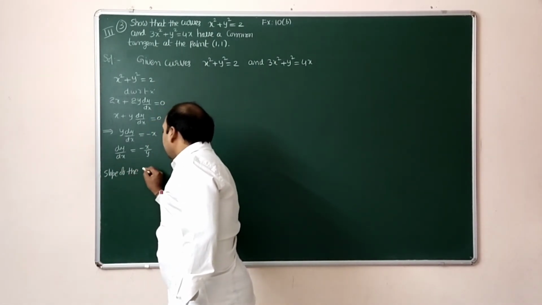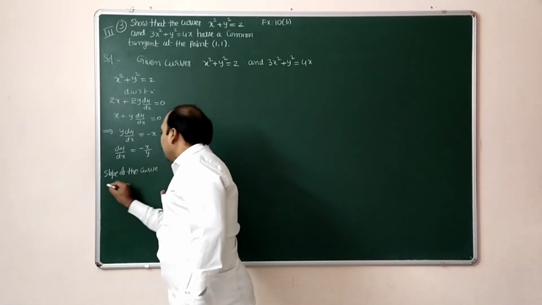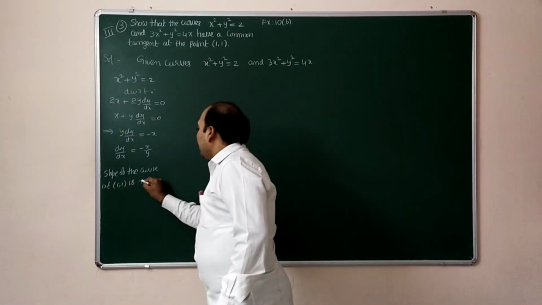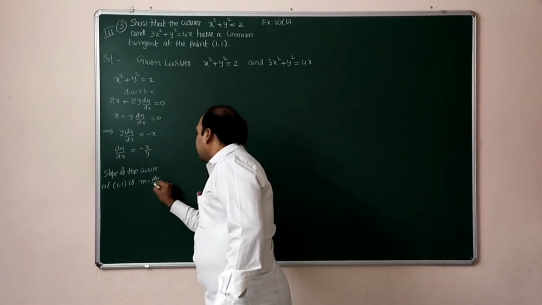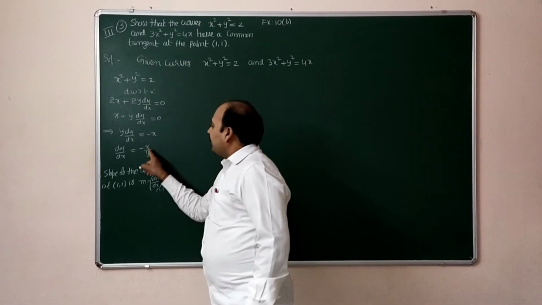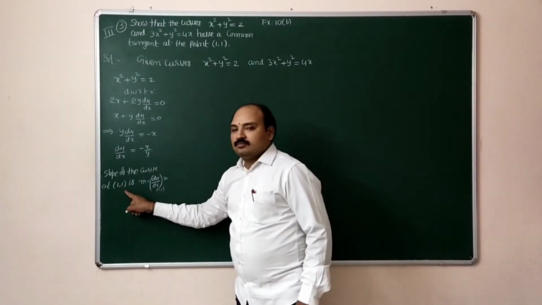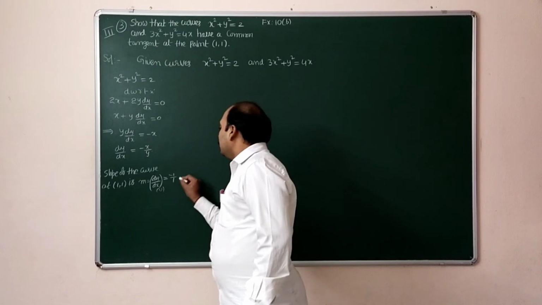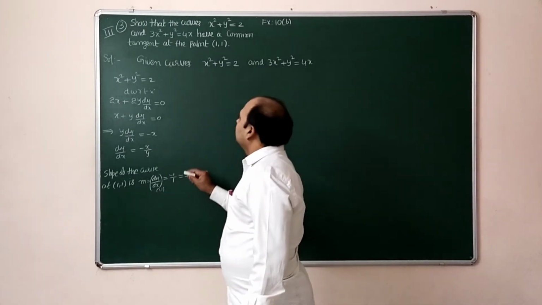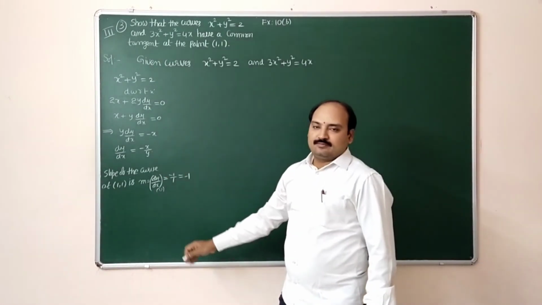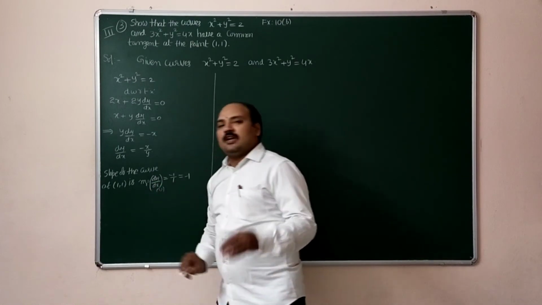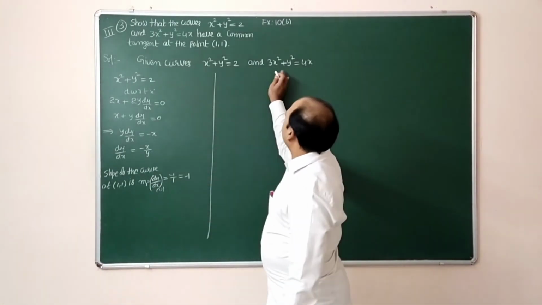Slope of the curve at 1 comma 1 is, so m equal to dy by dx at 1 comma 1. In place of x and y, substitute 1 comma 1. So minus 1 by 1, which is equal to minus 1. So this is about the first curve. So first curve slope, you can take as m1, that is better. Come to the second curve.